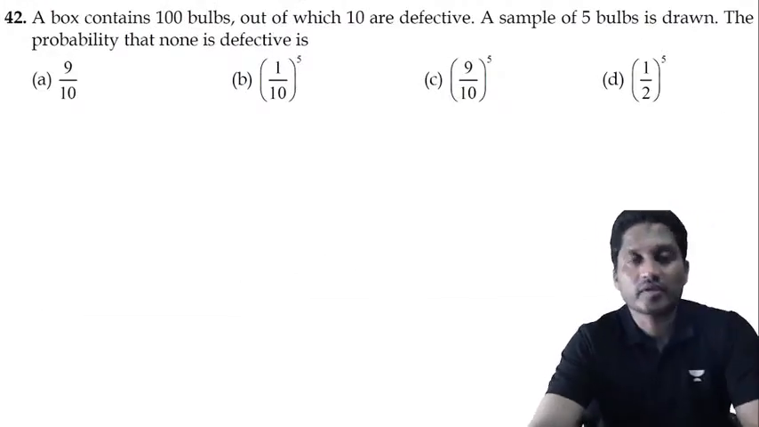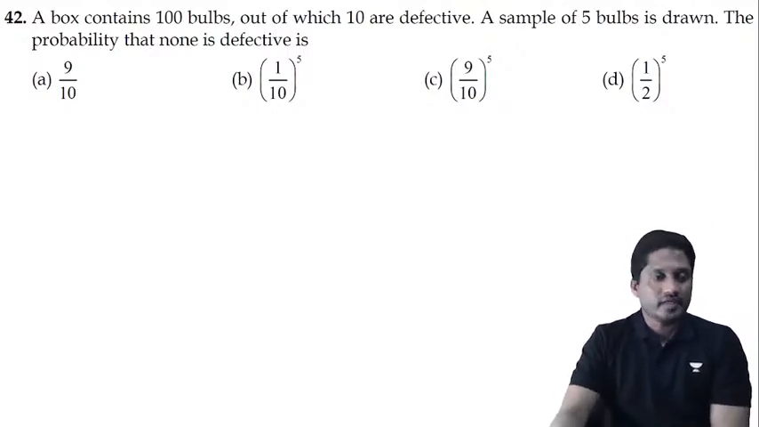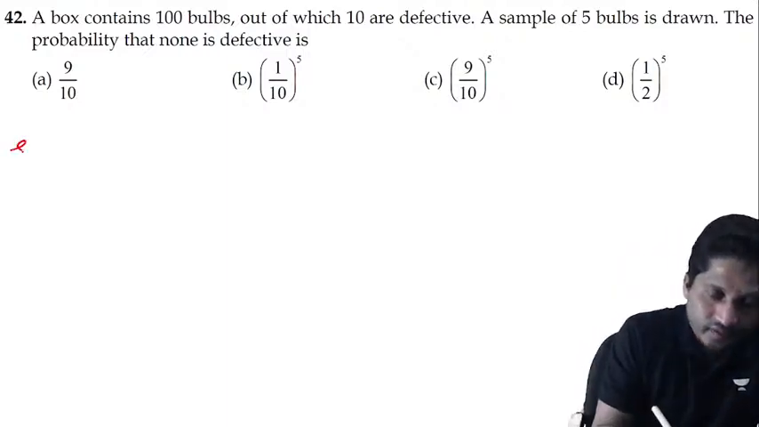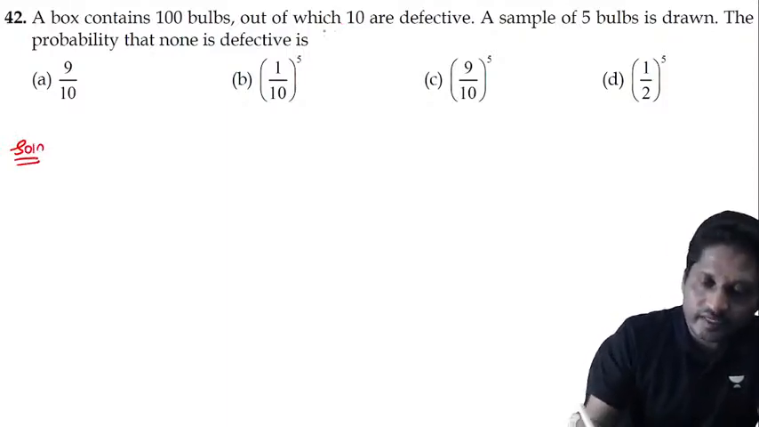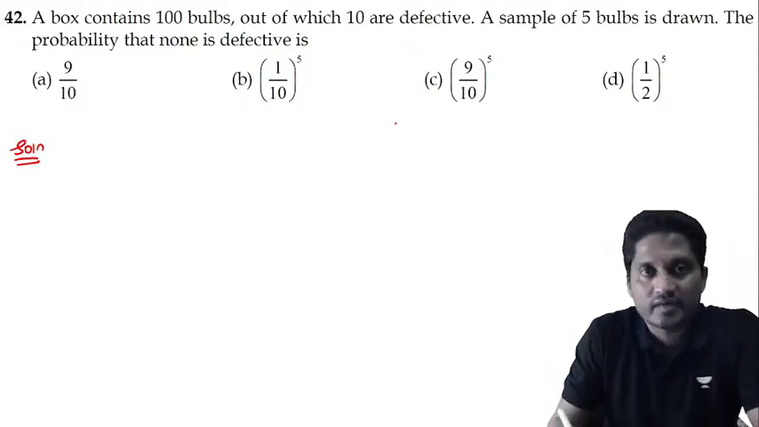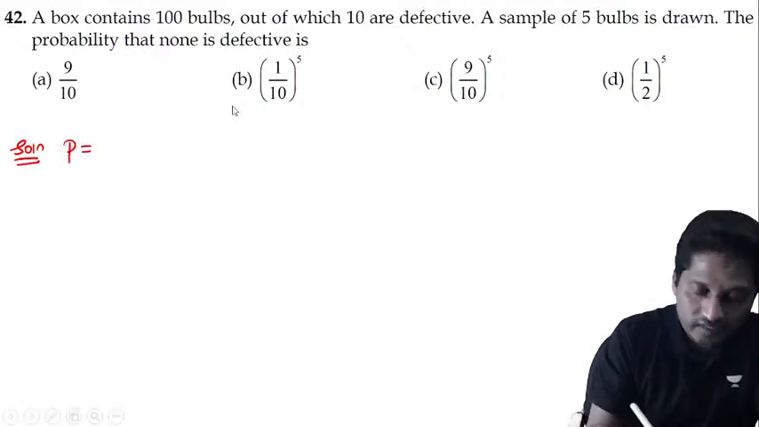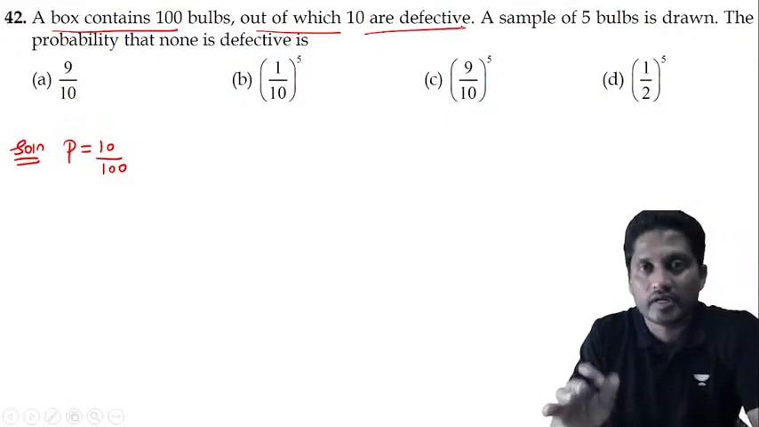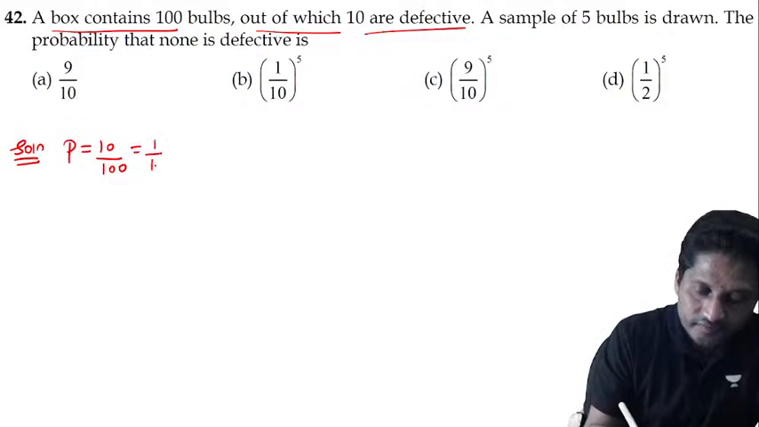A box contains 100 bulbs out of which 10 are defective. A sample of 5 bulbs is drawn. The probability that none is defective. It's a question on the binomial distribution. 10 out of 100 are defective. Drawing a defective is a success. Probability of success P is equal to 10 by 100, which is equal to 1 by 10.